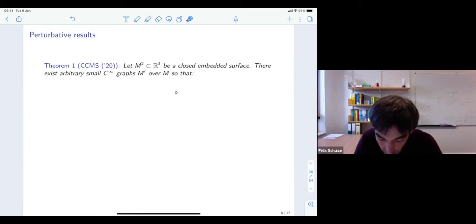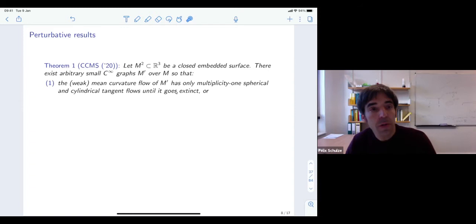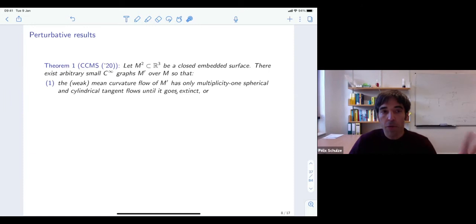You look at the weak mean curvature flow of M prime, of this small perturbation. Then either you get what we actually hope for: this weak mean curvature flow through singularities has only spherical and cylindrical tangent flows until it goes extinct. So if you just wiggle the initial data a tiny little bit, then for all time, even past singularities, you're as good as you can hope for.